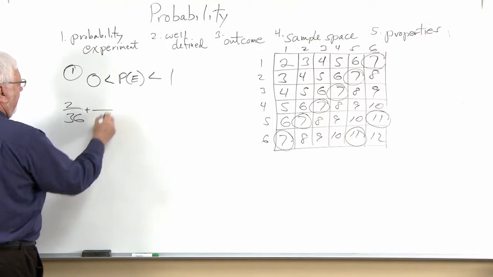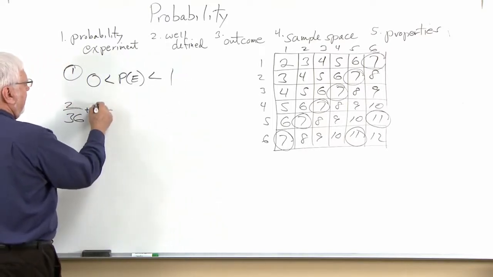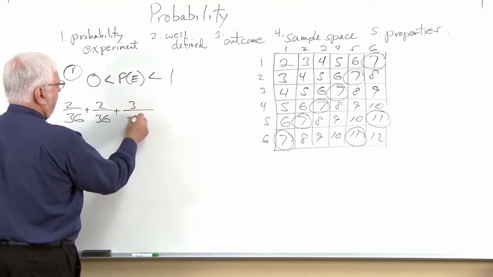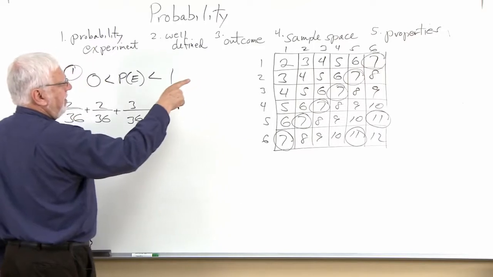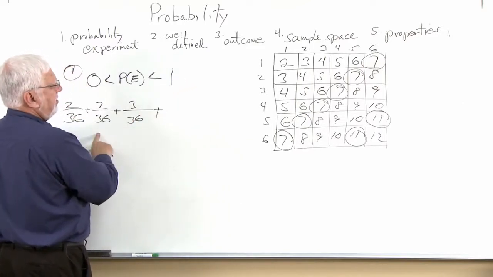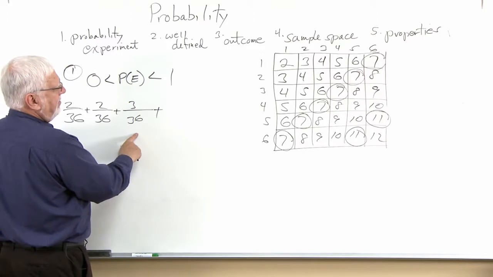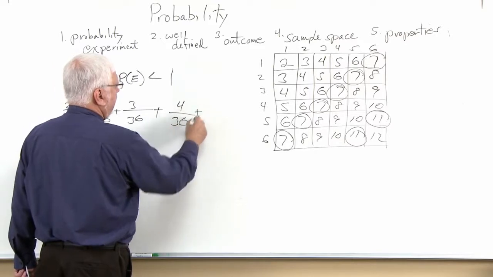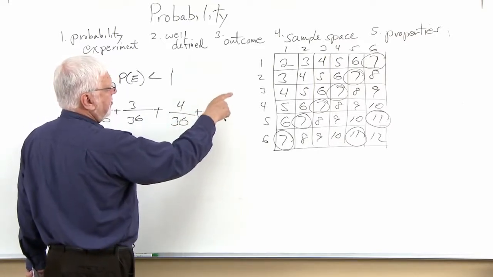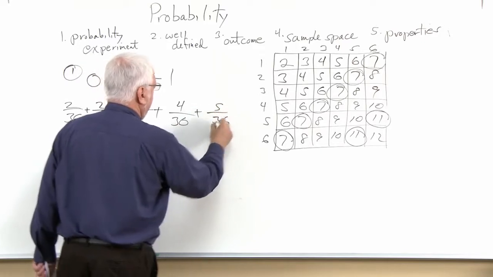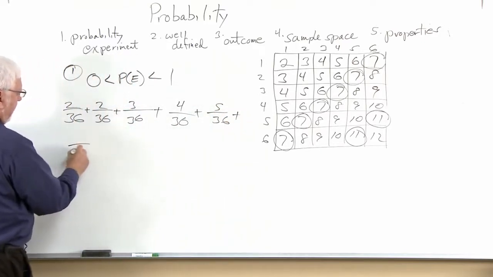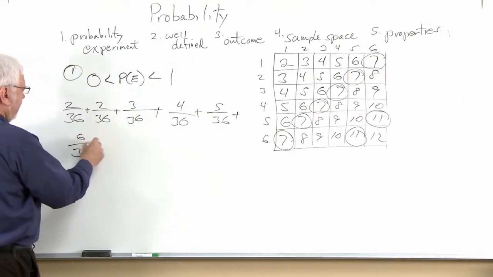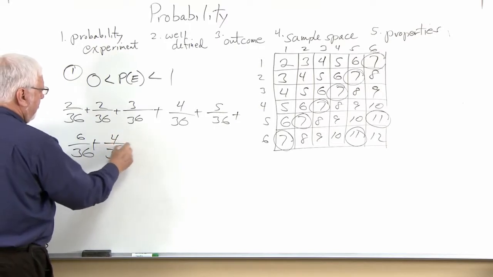And let's just list all the other ones. What's the probability of getting a 3? 2 out of 36. What's the probability of getting a 4? 3 out of 36. And a 5? We've got 1, 2, 3, 4 out of 36. And then we got a 6. 1, 2, 3, 4, 5 out of 36. And then to get a 7, 6 out of 36. And then the other ones go back down the same way the other ones did.